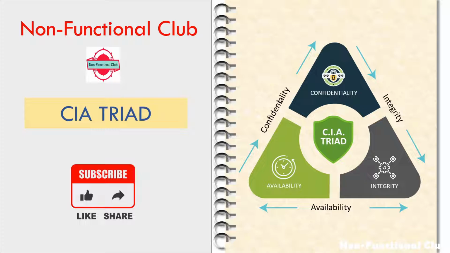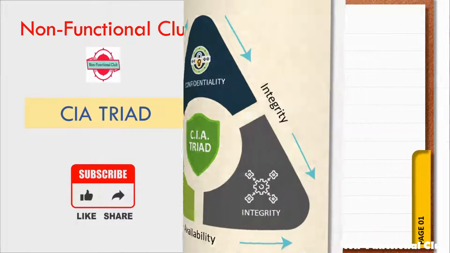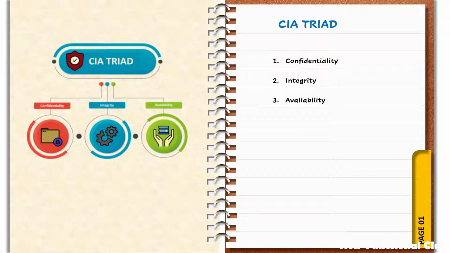In this session, we are going to talk about CIA Triad. This is a very important information security component, and we are going to look into details on the same. So let's begin. CIA stands for Confidentiality, Integrity, and Availability. We will look into each of these components in detail.